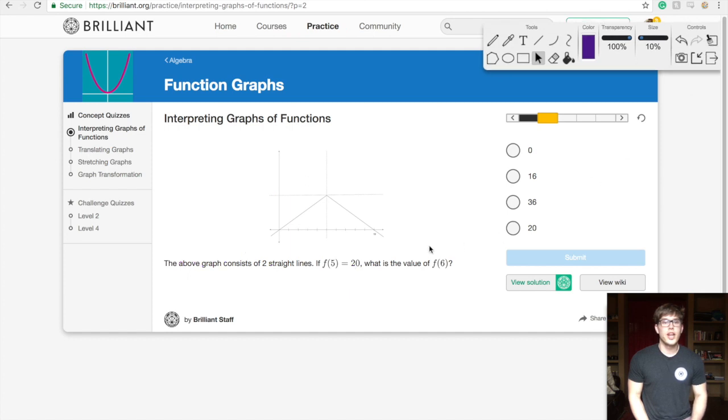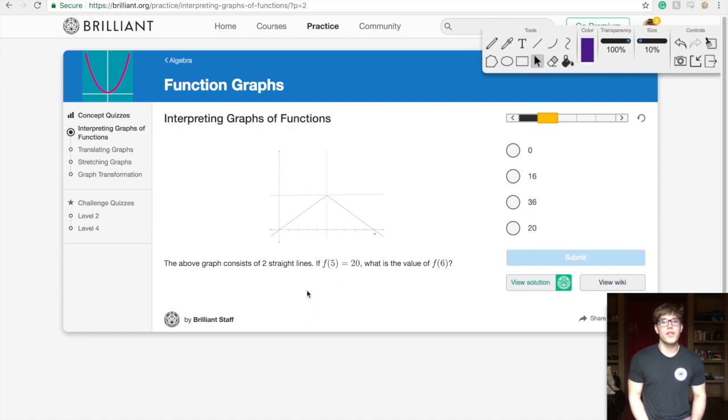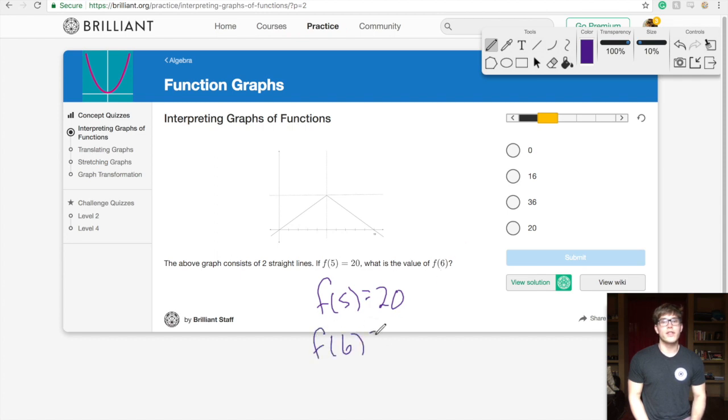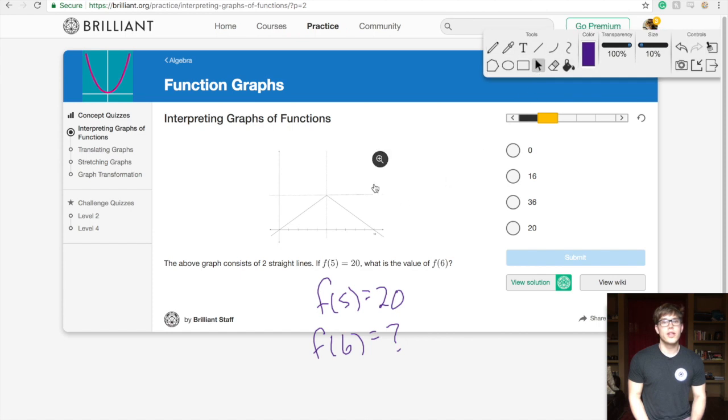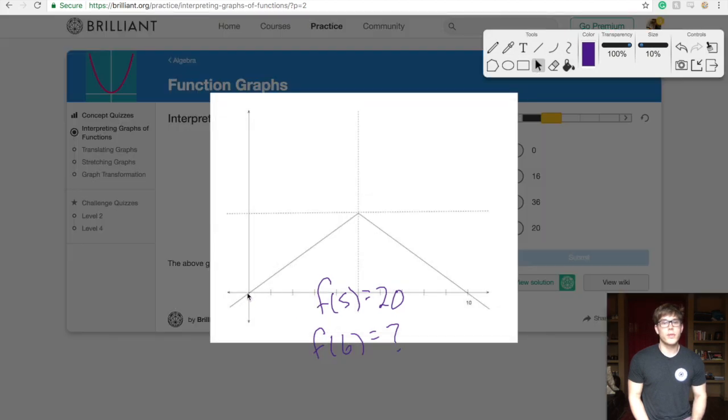Clear our board. The above graph contains two straight lines. If f of 5 equals 20, what is the value of f of 6? F of 5, 1, 2, 3, 4, 5 is 20. So this apex of our triangle is 20. What is the value of f of 6? What is this value here?